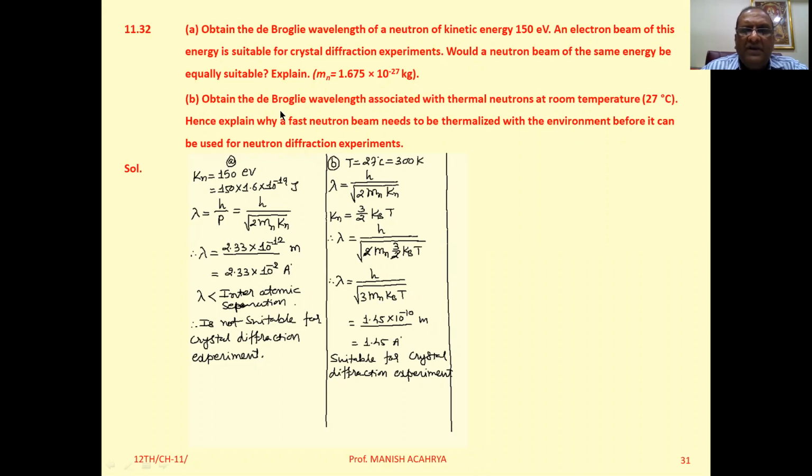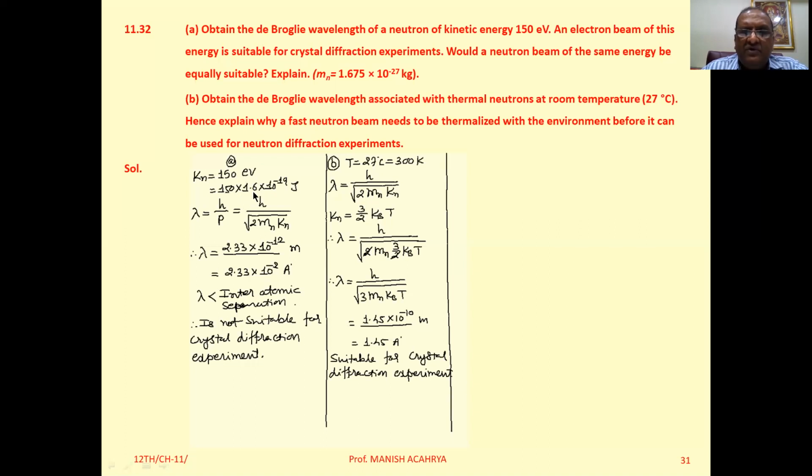B. Obtain the de Broglie wavelength associated with thermal neutrons at room temperature 27 degrees Celsius. Hence explain why a fast neutron beam needs to be thermalized with environment before it can be used for neutron diffraction experiment. A. Now see, kinetic energy is 150 electron volts.